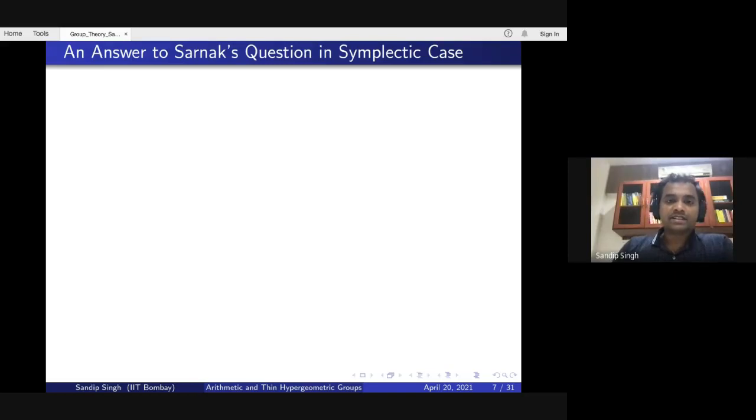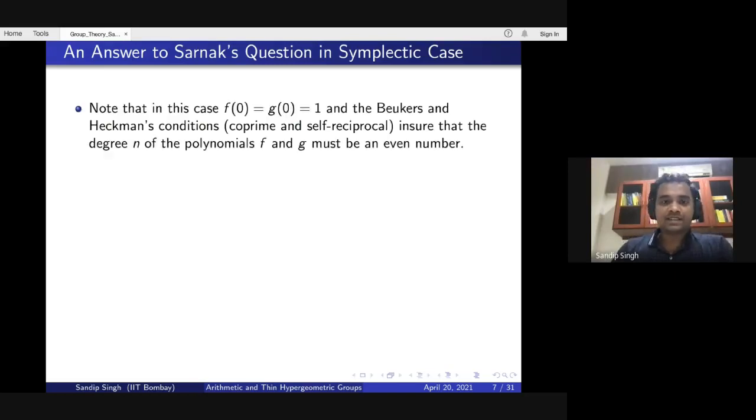So here is an answer to Sarnak's question in the symplectic case. Note that in the case F0 equals G0 equals 1, the Beukers and Heckman conditions, that is co-prime and self-reciprocal, ensure that the degree n of the polynomials f and g must be an even number. Otherwise -1 would be a common root of f and g, but we have already assumed that they are co-prime. So it immediately follows that whenever these conditions for the pair f and g are satisfied, the degree of these polynomials has to be an even number.